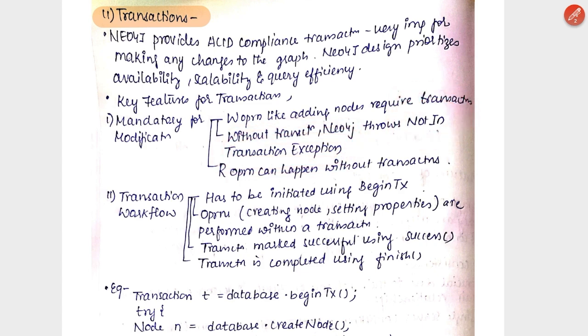Next we have transaction workflow. So transaction workflow will tell us that a transaction has been initiated using the begin tx. Begin tx is the keyword which is written. Okay, so operations like creating nodes, setting properties are performed within the transaction, and all these operations are performed within the transaction.